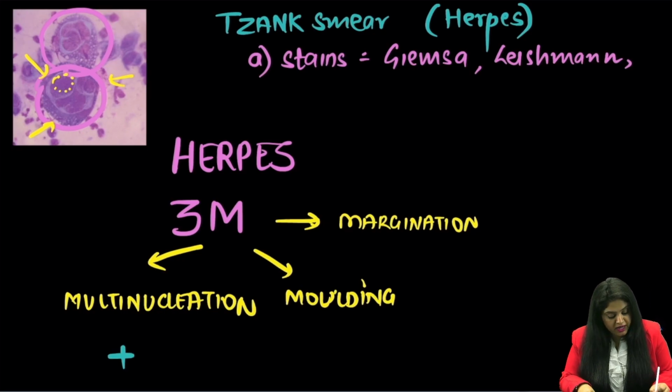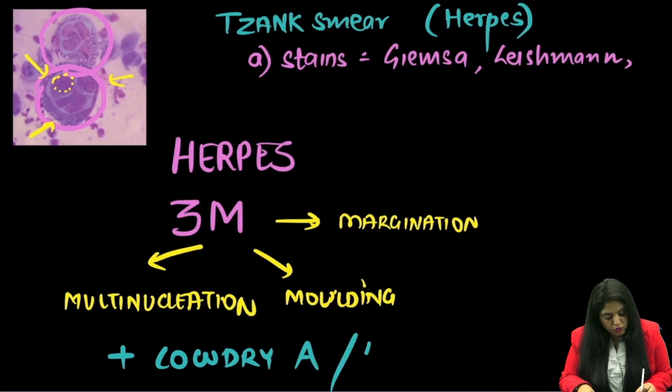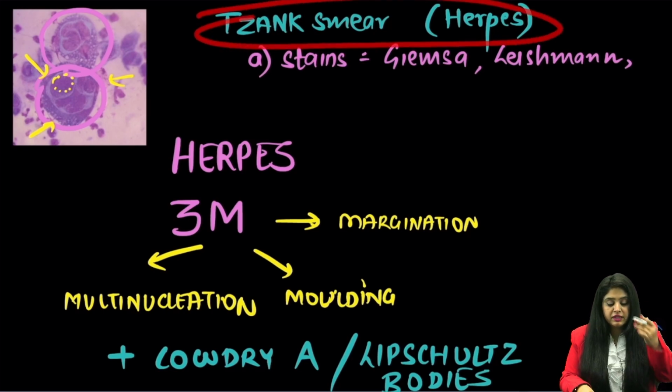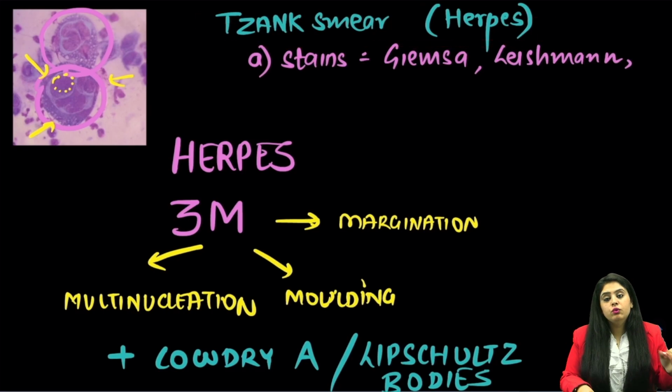3 M's. But apart from that, you can also see some inclusions which are known as Cowdry A inclusions, and they are also referred to as the Lipschutz bodies. So repeating, on Tzanck smear, a herpes-related question will definitely come. You know it's a previous year question. You know it's very, very important.